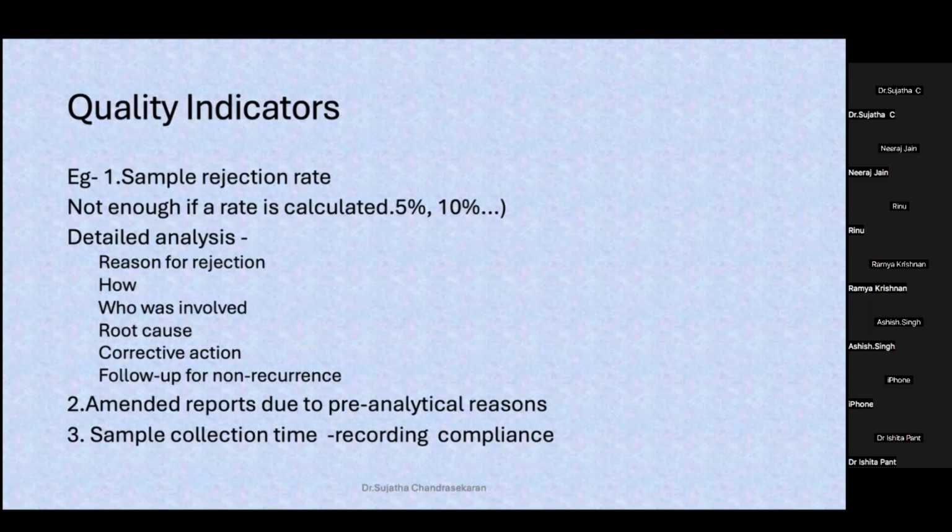Nowadays samples are traveling from far away, and they are very precious. It's very difficult to do a recollection for these patients. And by the time, even if you do a recollection, the clinical situation has changed. So it's very important that everything is done right in the first instance itself. So the root cause analysis. Then what is the corrective action immediately, and how long are you going to follow it for non-recurrence? This is the way any indicator has to be analyzed, and that's a very weak area in most of the labs.